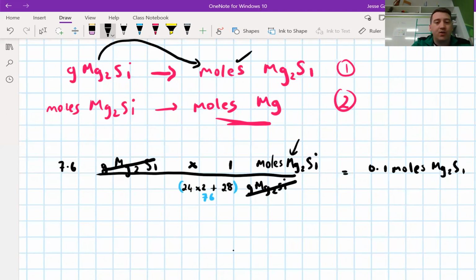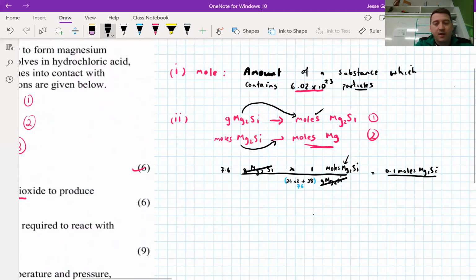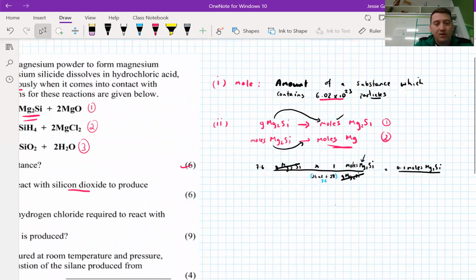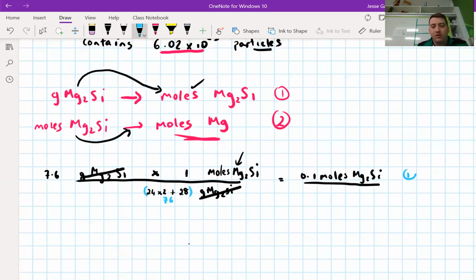There's part 1 done. I'm going to speed it up now, guys. We're going to take this answer, moles of Mg2Si, and we're going to go to moles of Mg. If you know how to do this, I'm going to zoom out so you can see the equation. You're going to pause the video and have a go at this now. All right, so this is part 1 done. This is the first conversion done, and we're going to move on to the second conversion now.